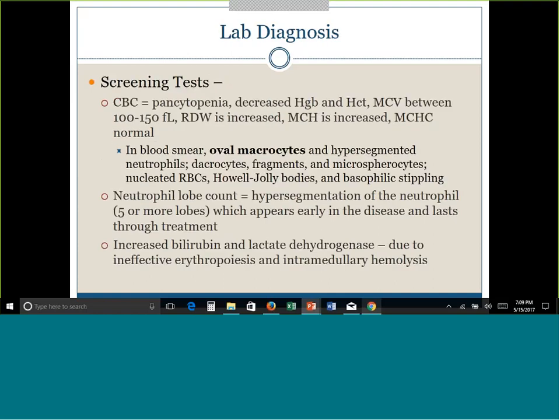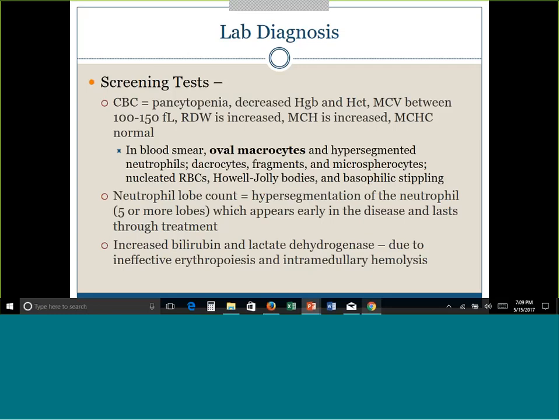All right, as far as lab, to diagnose megaloblastic anemia. First and foremost, we'll do that CBC and get some CBC results. With this, we are going to see pancytopenia. Pancytopenia is a term that means all 3 cell lines are decreased. So your white cell line, your platelets, and your red cell line are all low. That's going to indicate you're not making many cells. That's what we call pancytopenia.